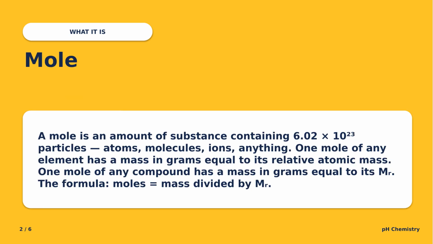A mole is an amount of substance containing 6.02 times 10 to the power 23 particles: atoms, molecules, ions, anything. 1 mole of any element has a mass in grams equal to its relative atomic mass. So 1 mole of any compound has a mass in grams equal to its MR. The formula: moles equal mass divided by MR.